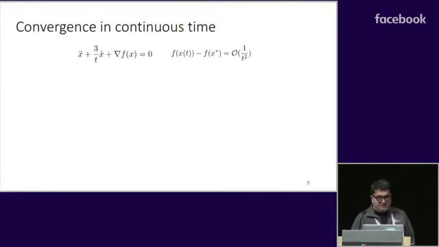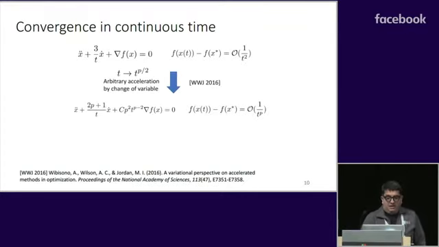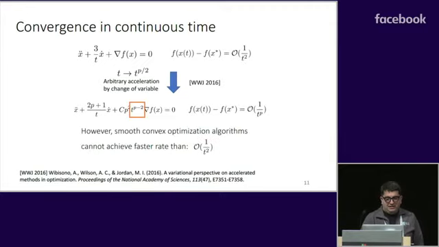If we take this problem in continuous time, as we've seen in the now famous paper by Wibisono, Wilson, and Jordan, we can speed things up in continuous time as fast as we want by rescaling time. We can go from 1 over t squared in continuous time to 1 over t to the p. The challenge is that when we discretize, we can't do better than 1 over t squared.